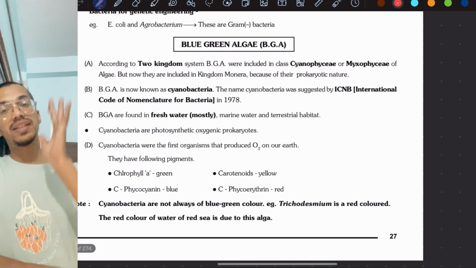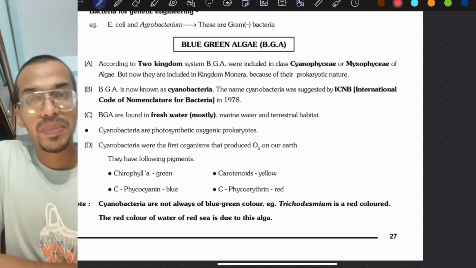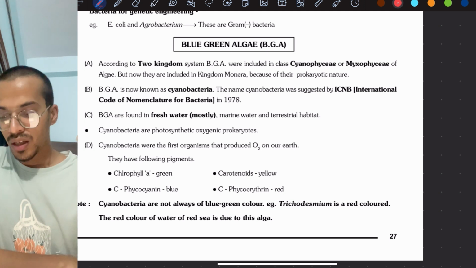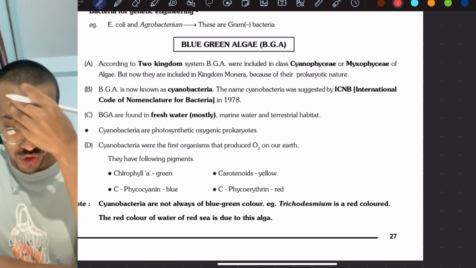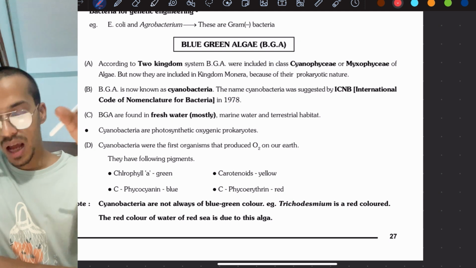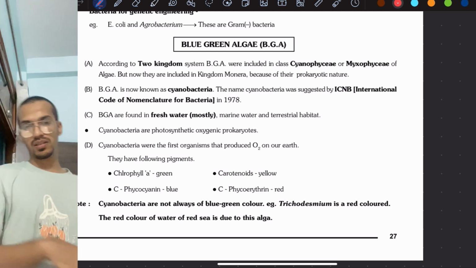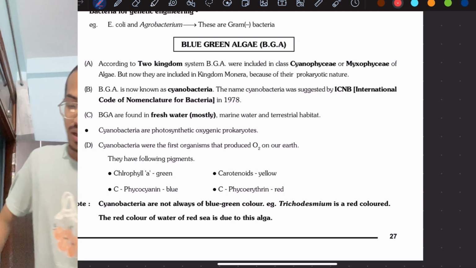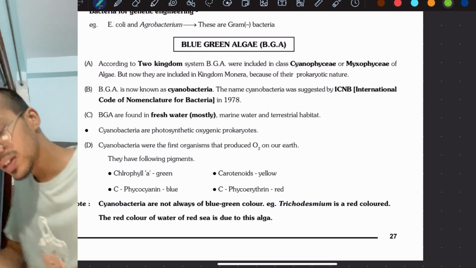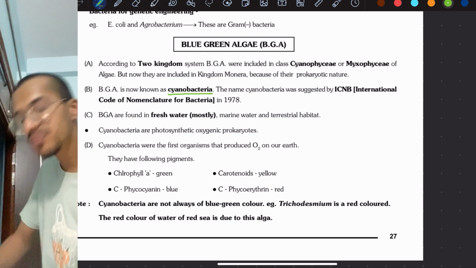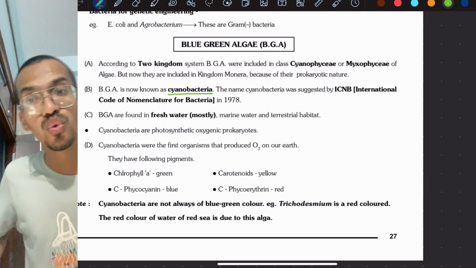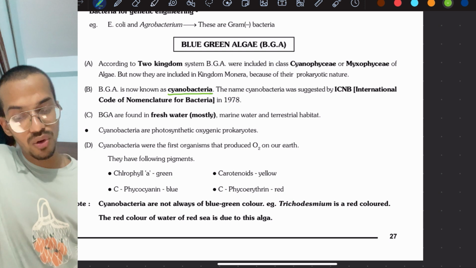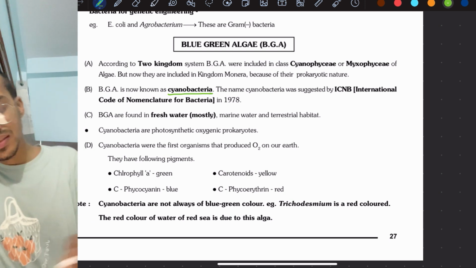Now we are going to study certain of these species in detail. Starting with the blue-green algae. In the two kingdom classification, they were included in the plant kingdom, but now they are in Monera, because they are prokaryotic. Now they are often referred to as what? Cyanobacteria. Cyano is because of the color, a blue, bluish-green color. And the International Code for Nomenclature of Bacteria has suggested this.